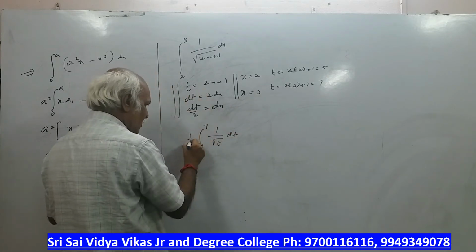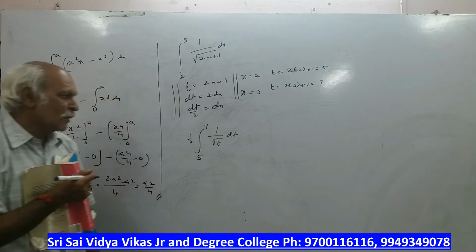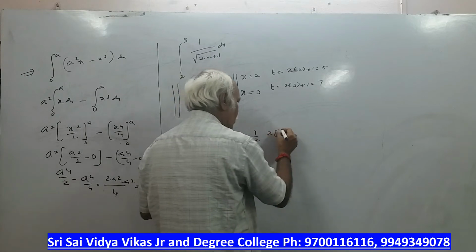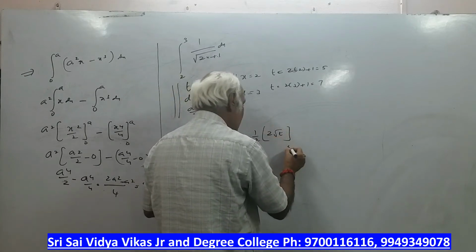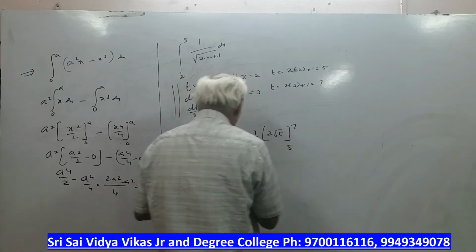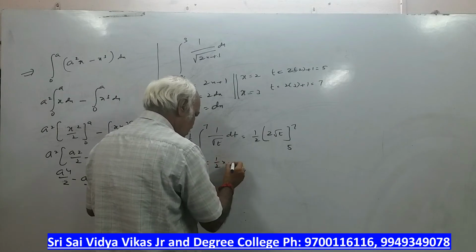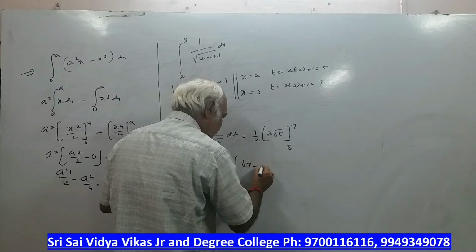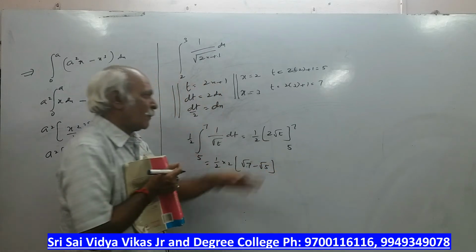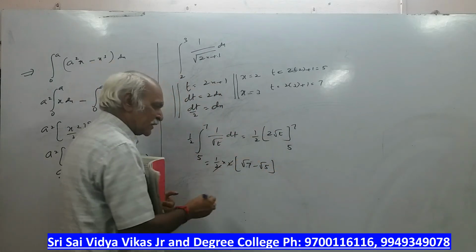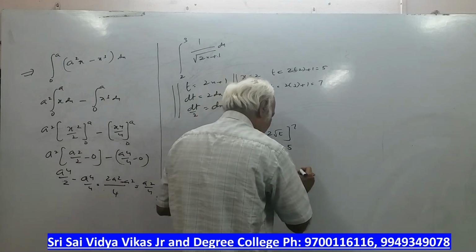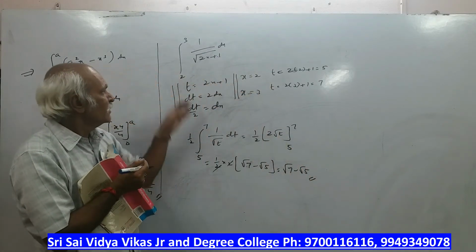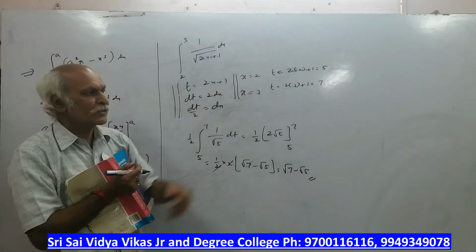Here 1 by 2 will come outside. So this becomes 1 by 2, 2 root t, limits are 5 to 7. So this will be 1 by 2 into 2 root 7 minus root 5, upper limit minus lower limit. 2 and 2 will get cancelled. Answer is root 7 minus root 5. Means we have changed the limits. Here t is equal to 2x plus 1, so we have changed the limits.